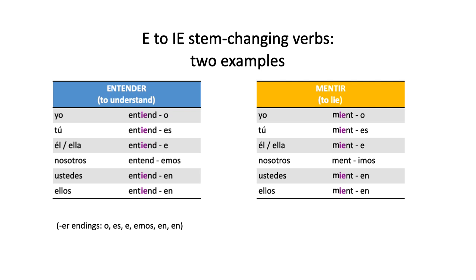but the nosotros form. However, the endings I applied are not the er endings because it's mentir, not menter, right? It's an ir verb. So I added the ir endings. That is why the nosotros form is mentimos and not mentemos, right? Okay, so very, very important.